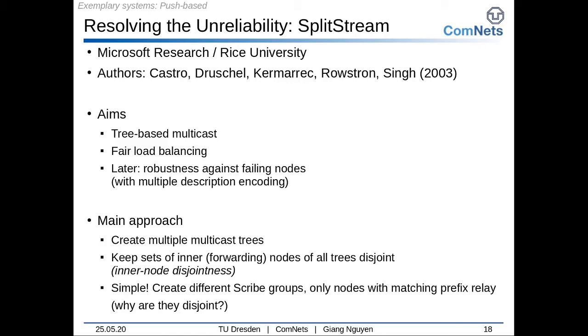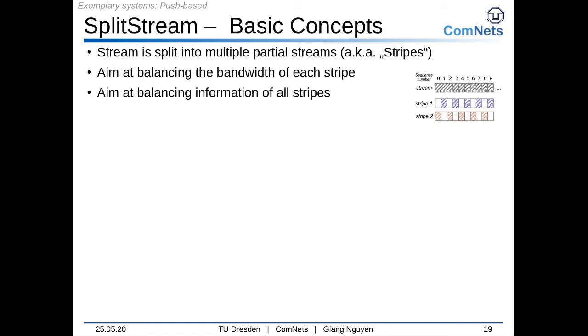What is the reason for that? The reason is, if one node is sending video packets in more than one tree, many other nodes will depend on that node, and when it leaves the system, the whole system will be highly affected. So how does SplitStream implement its concepts? First of all, the whole video stream is divided into stripes or partial streams.